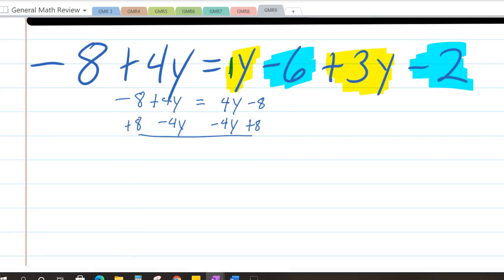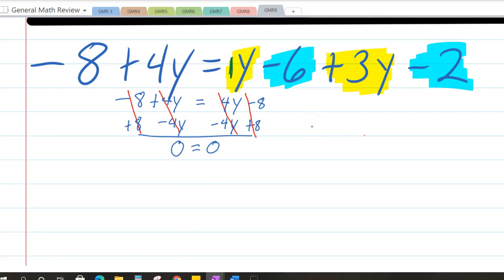Now, something very interesting happens here. -8 and positive 8 cancel out. -4 and positive 4 cancel out. -4 and positive 4 cancel, and again, they cancel. If nothing is left, everything has canceled to 0 is equal to 0. This is a valid answer.